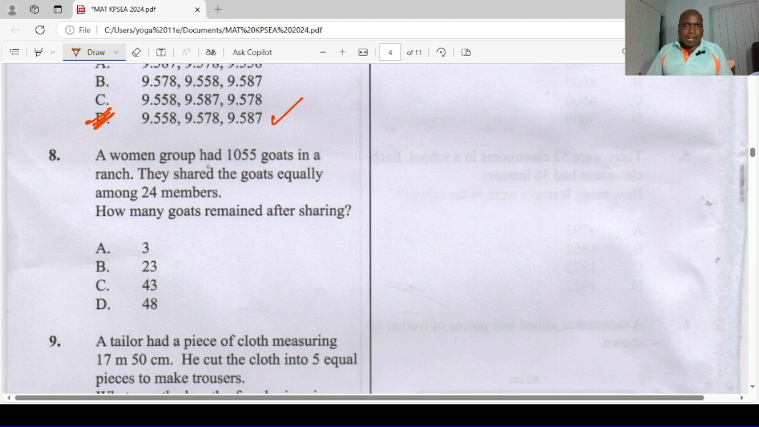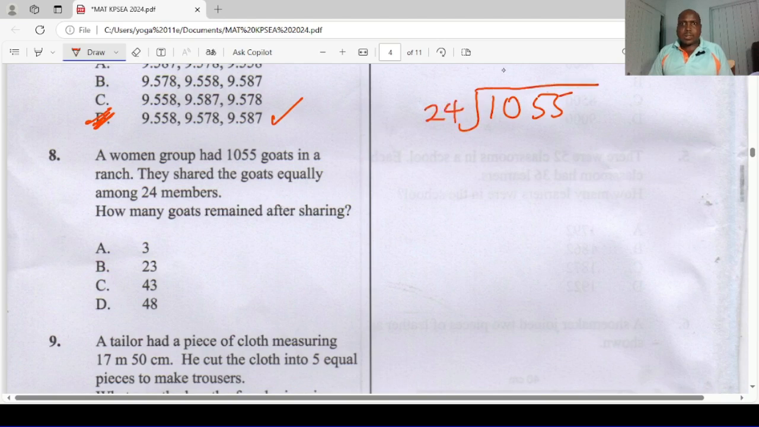A women's group had 1,455 goats in a ranch. They shared the goats equally among 24 members. How many goats remained after sharing? So if they had 1,455, they shared among 24.